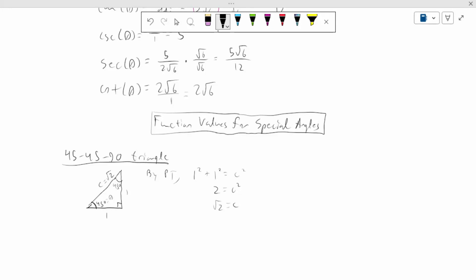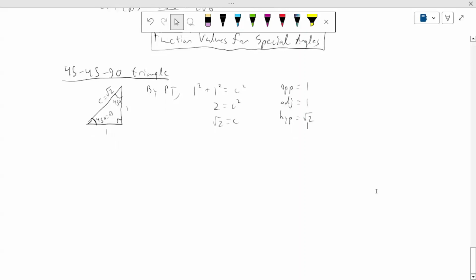All right, so now I'm going to relabel the sides of this triangle. The opposite side, the side across from our angle theta, is of length 1. The adjacent side is also of length 1. And the hypotenuse is of length square root of 2. Any questions on that?